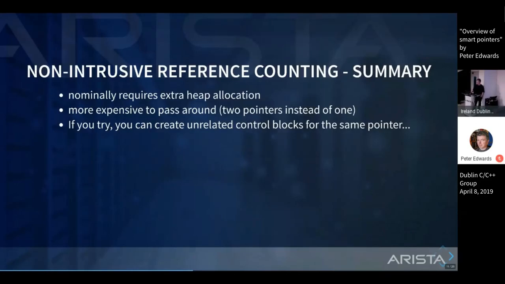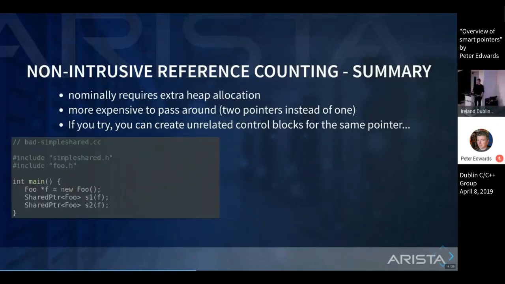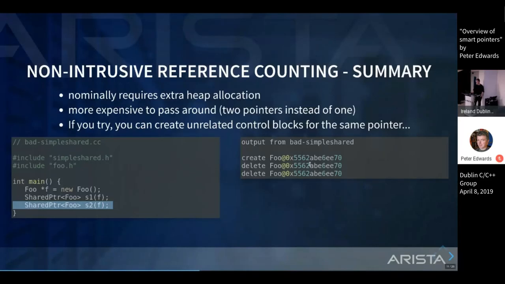And the other problem is that if you really try hard enough, you can create multiple control blocks. Control blocks are what's holding the reference count. So we can see, for example, if we do a heap allocation, we can actually create two shared pointers referring to the same object. And if we do this, we have a bad time because we create this object and then it looks like we're deleting it twice. All right. So this is something that's quite contrived. You wouldn't normally do this. You'd normally allocate the foo object as you're creating the shared pointer, but it's potentially possible to do this.